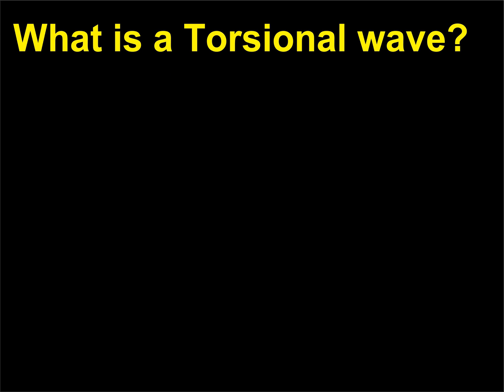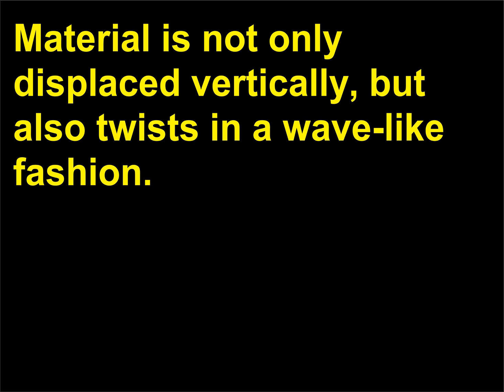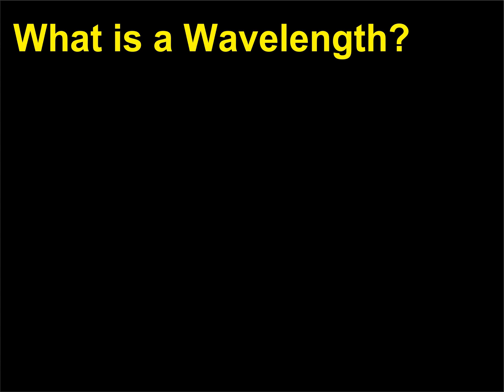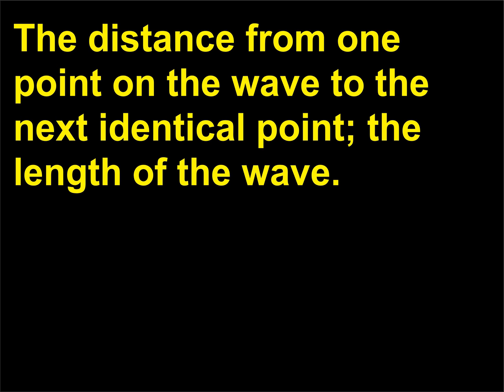What is a torsional wave? Material is not only displaced vertically, but also twists in a wave-like fashion. What is a wavelength? The distance from one point on the wave to the next identical point, the length of the wave.